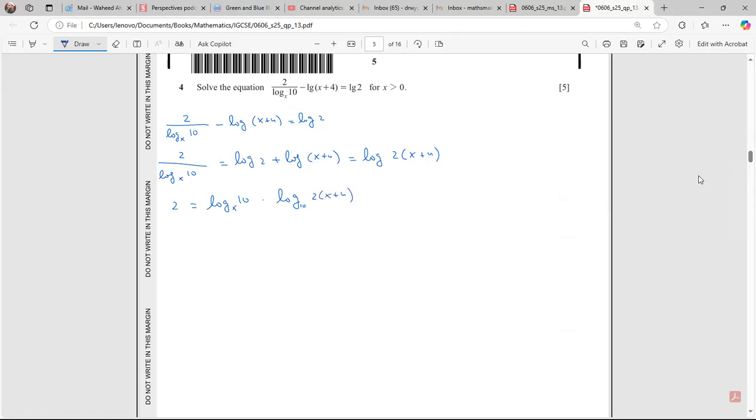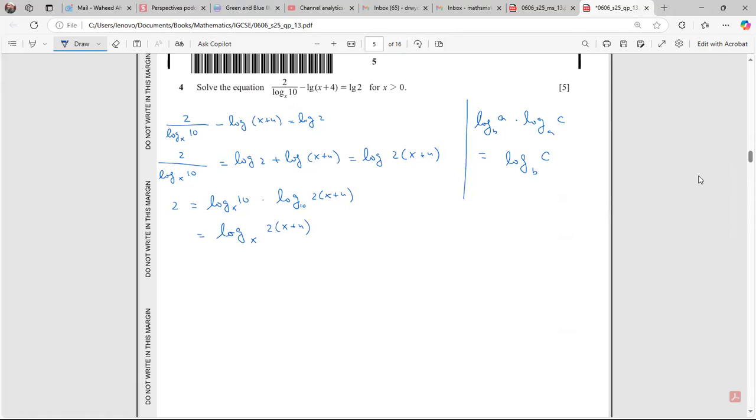Am I right? And remember, we talked about it before as well. If you have log of a base b times log of c base a, these two things cancel, and the answer would be log of c base b. Okay, same thing happening here. This 10 and this x, so this will become log base x of 2 times x plus 4.